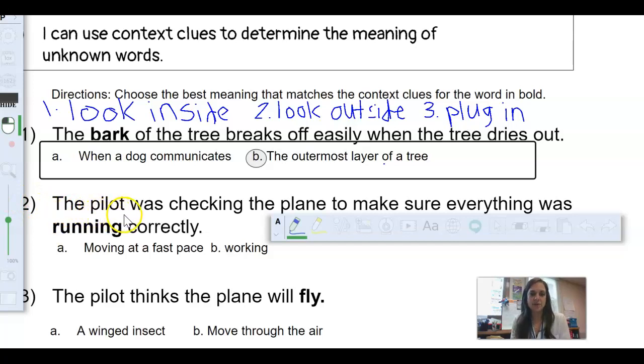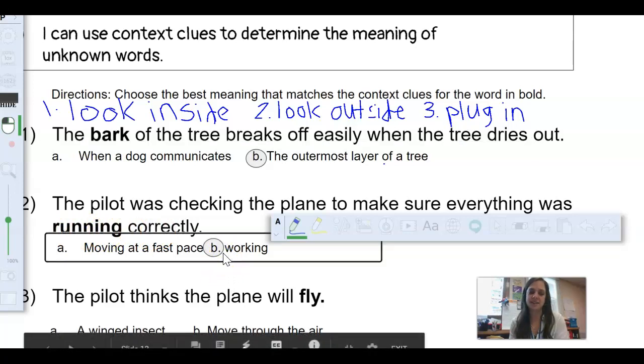So now I'm going to look outside of the word. The pilot was checking the plane. So if a pilot's checking the plane, that means he's not moving faster than a walk. He's not exercising. So he must be wondering if the plane's working correctly. So now I'm going to plug in my word. The pilot was checking the plane to make sure everything was working correctly. So what's the meaning of running? Working correctly.